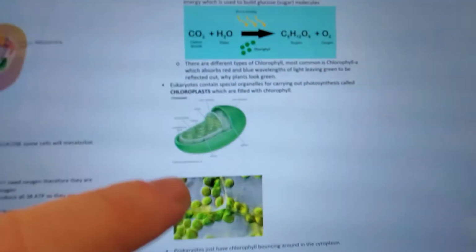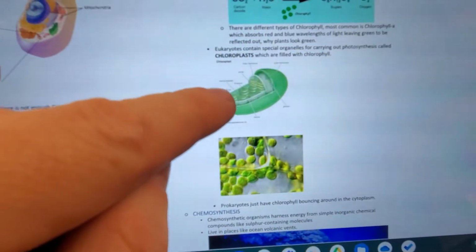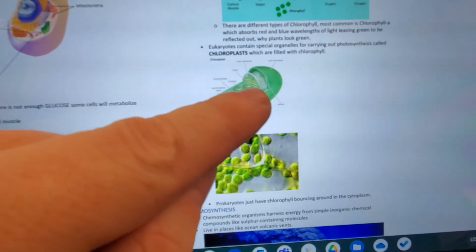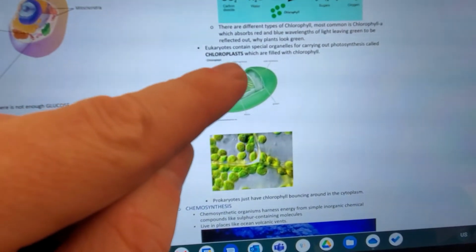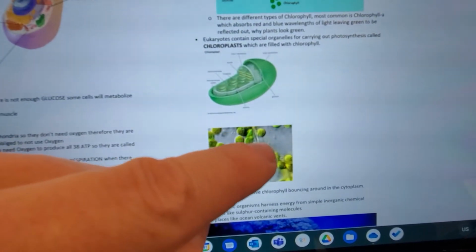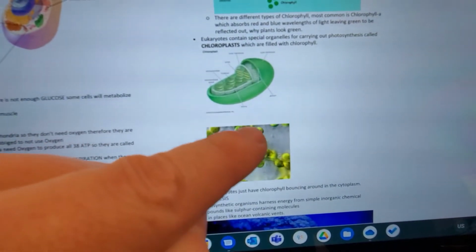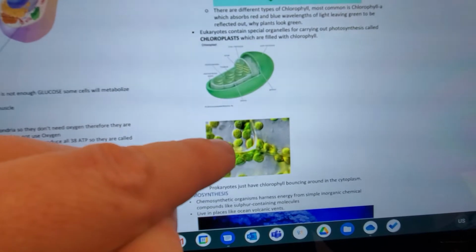Bacteria cells can also do photosynthesis. In eukaryotic cells, photosynthesis happens in this organelle called the chloroplast. You can see this is a close-up of a plant cell. You can see the cell wall there. And these green bulbs are the chloroplasts.